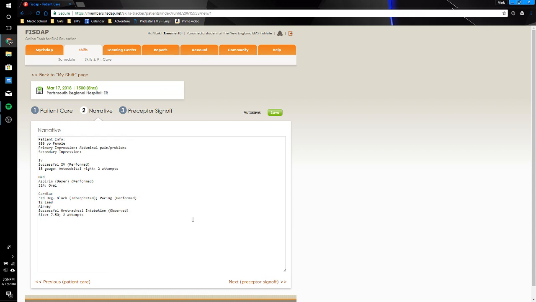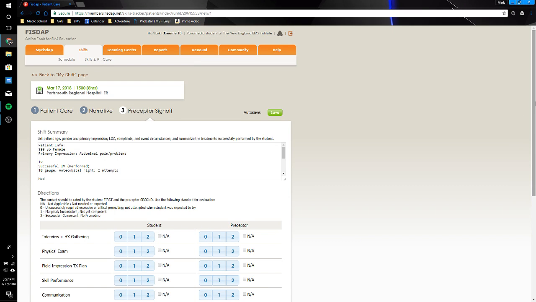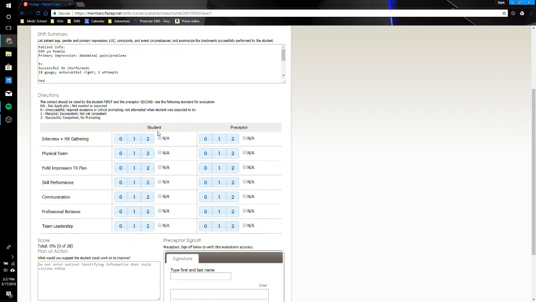Anyway, narrative, right? So this, again, isn't a real patient, so I don't worry about the narrative screen. And then I go to the preceptor sign off. Typically, let's say this is not applicable, right? Because again, it's multiple patients. Physical exam, no, we didn't do a field impression and treatment plan.